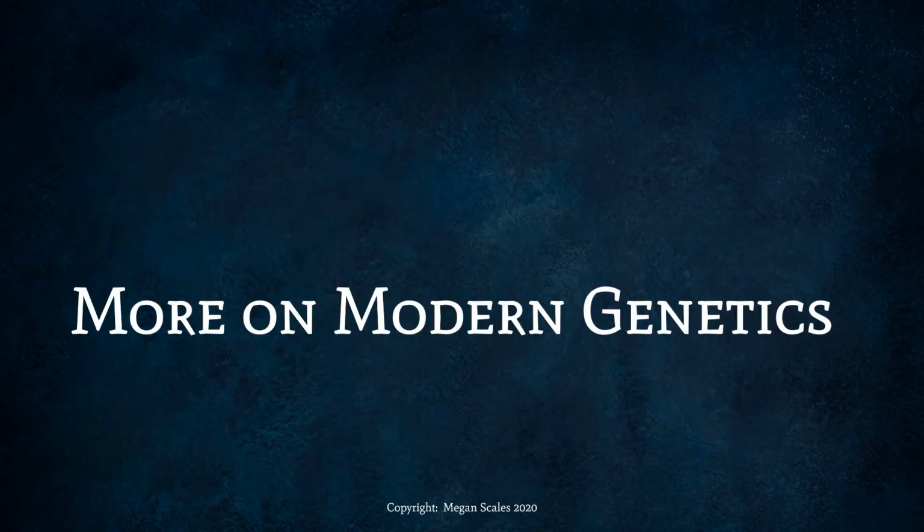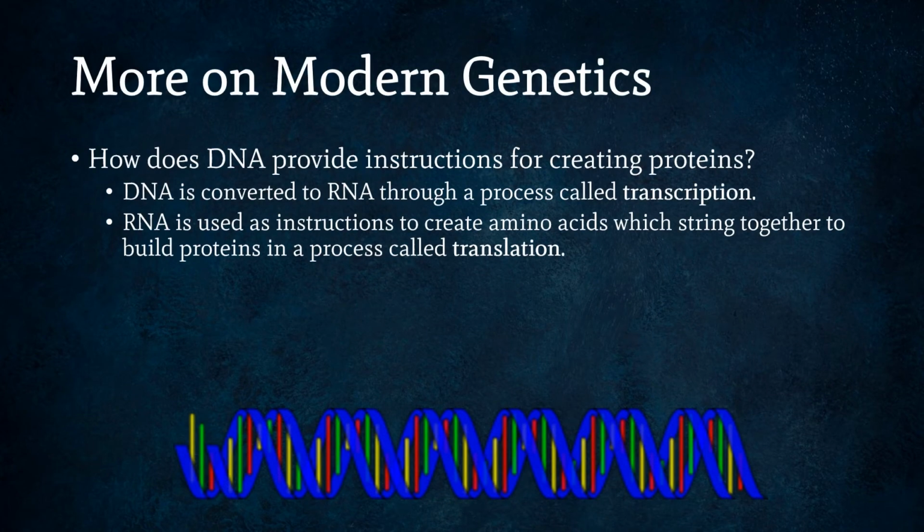Okay, more on modern genetics. Let's review a little bit more, and the next segment of our lesson is going to be about DNA replication. So how does DNA provide instructions for creating proteins? DNA is converted to RNA through a process called transcription. And then the RNA is used as the instructions to create amino acids which string together and connect to build proteins in a process called translation. So transcription is when DNA is converted to RNA, and translation is when RNA is used to build proteins.